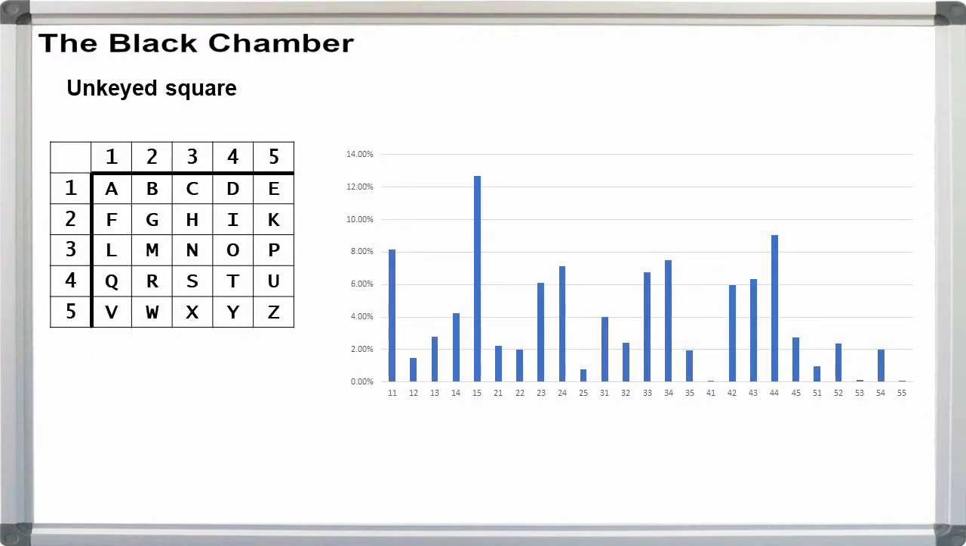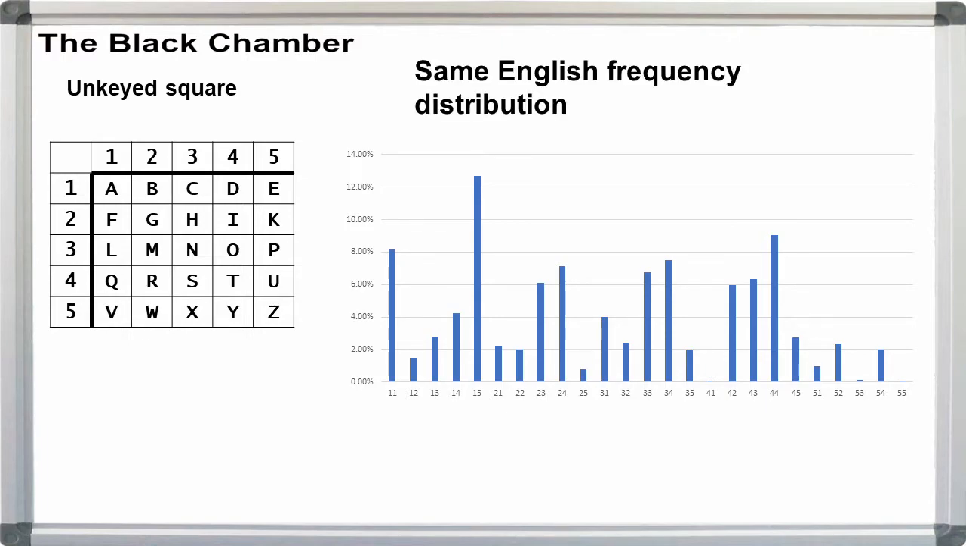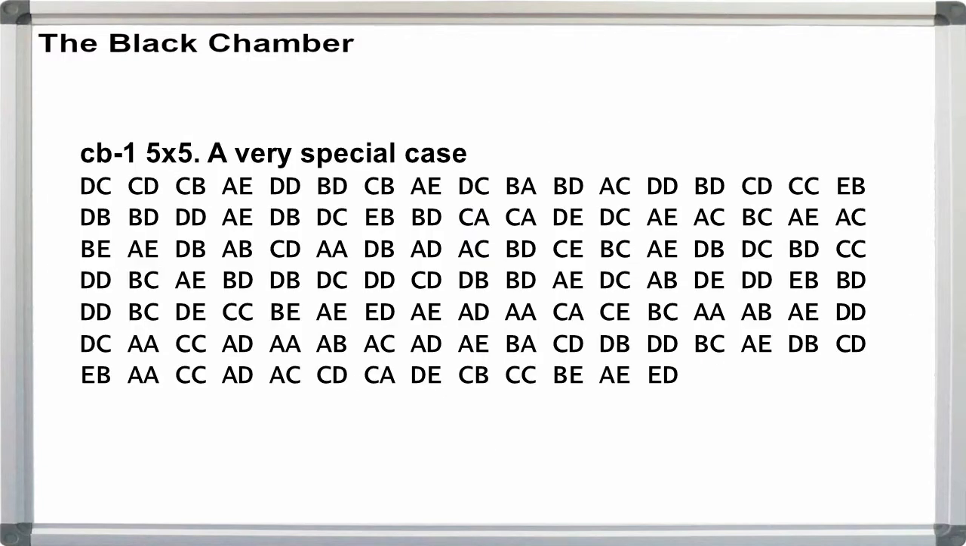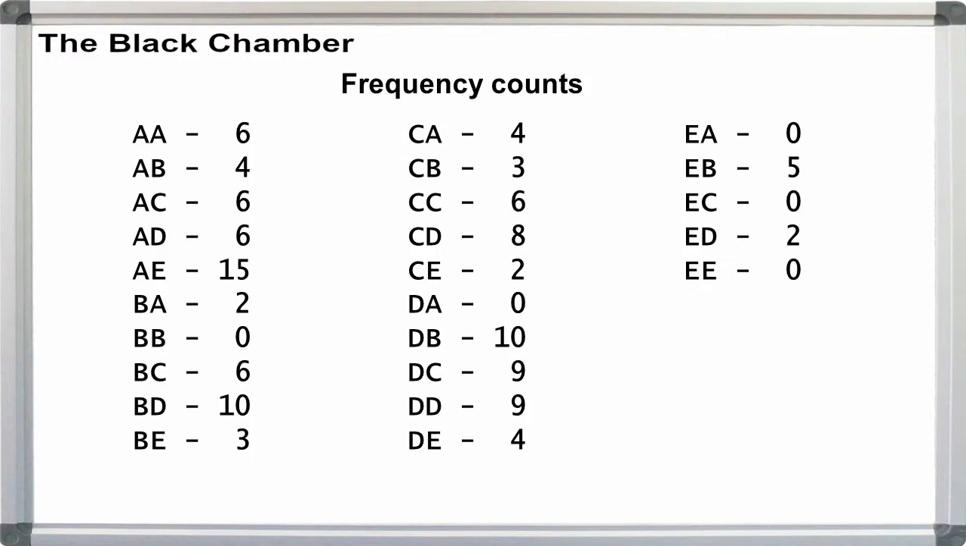If we graph the normal frequency distribution using these digit pairs, we'll get this graph, which we've seen many times before when analyzing Caesar-shifted ciphers. The only difference is the labeling for the x-axis. Okay, going back to Cb1, count up the occurrences of the letter pairs, ordering them as AA through EE instead of 11 through 55. We get these numbers.